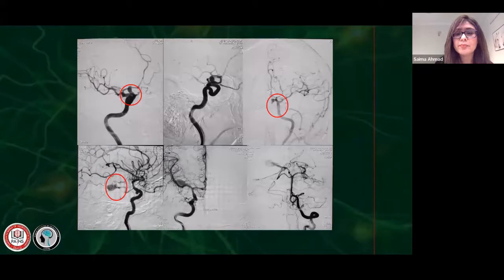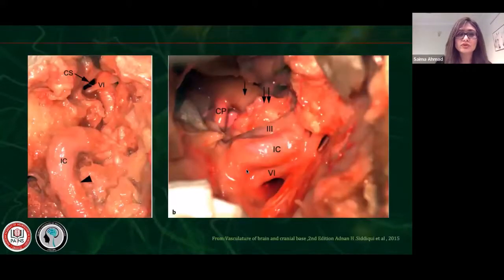So between the P1 and P2 segment, here is the point from which the posterior communicating artery takes off. So this aneurysm is highlighted also in this vertebral angiogram. So these are a few of the specimens to show.